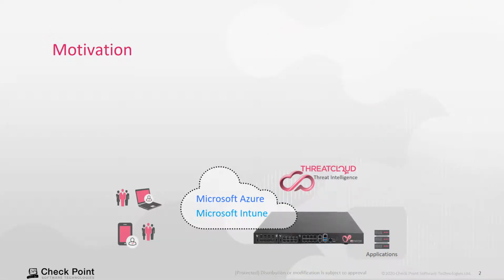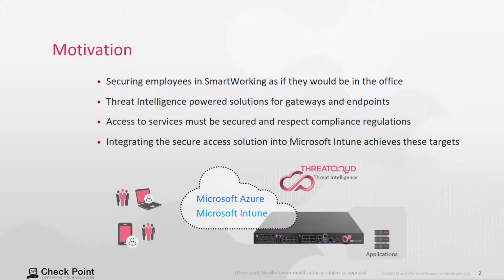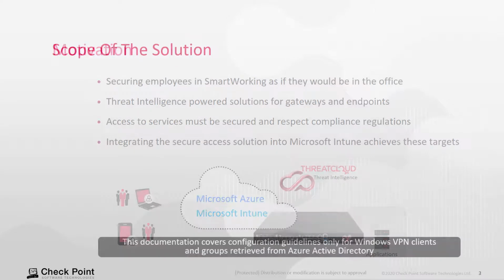The motivation for this project is the following. We want to achieve the same security for people in smart working as if they would be in the office. For this to happen, we need to have a solution that is benefiting the threat intelligence that we use for all other security solutions. And this is why we are using an integration to Microsoft Intune and to the Azure Active Directory for authentication and for compliance management to make it easier for customers to scale the solution and to integrate it into their existing environments.